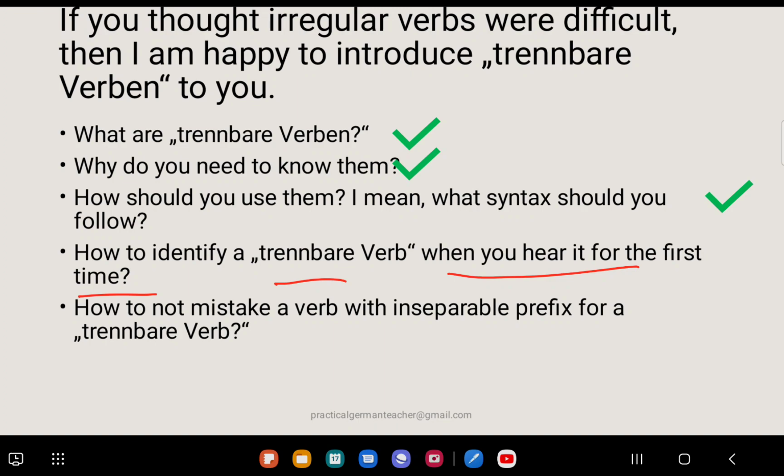But let's say you hear some verb for the first time, and it is in this form: subject, modal verb, then you have the object, and then you have the trennbare verb. If it is a trennbare verb, the prefix will be together with the verb. So you can't figure out just by reading it whether it is separable or inseparable. How you can do that is how the person is reading it. If the prefix gets emphasized as if it is a separate part, then of course it is a trennbare verb. So this is what the answers will say.